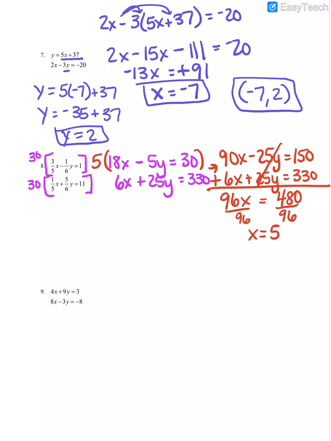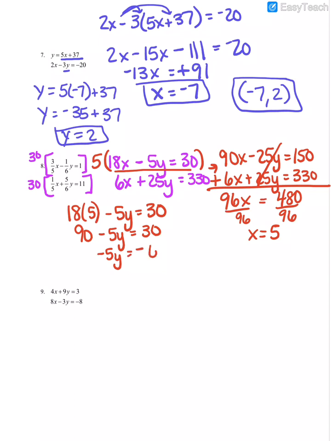If you want to deal with fractions, you can go back to the printed ones. If you'd rather go back into these guys, you certainly can because we got rid of the fractions. So 18 times 5 minus 5y is equal to 30. 18 times 5 is 90, minus 5y is equal to 30. Negative 5y is equal to negative 60. Divide by negative 5. So y is positive 12. Again, as an ordered pair, that would be 5, 12.